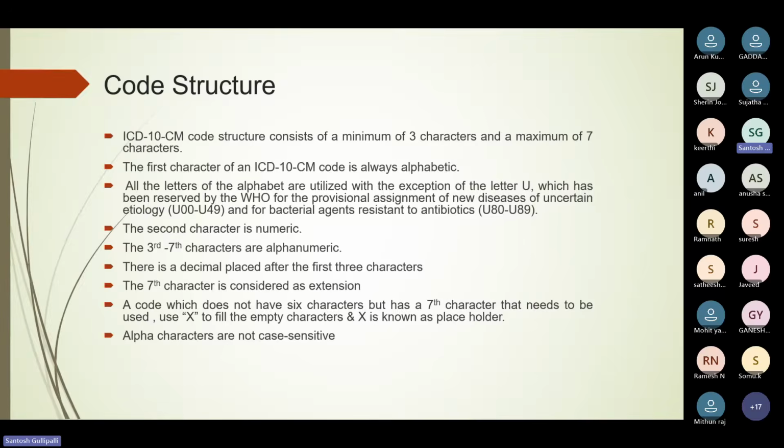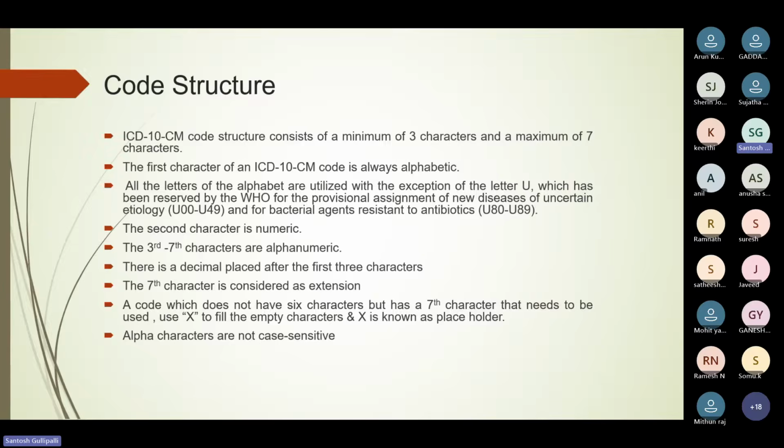Coming to the second character in the ICD-10 code structure, the second character is always numeric, that is 0 to 9. The third to seventh characters are mixed, alpha with numeric. So the first character is always an alpha letter, the second character always numeric, and the third to seventh characters alpha with numeric. There is a decimal place after the first three characters.